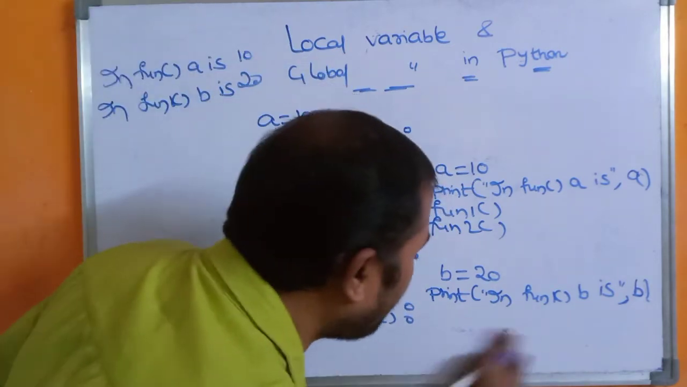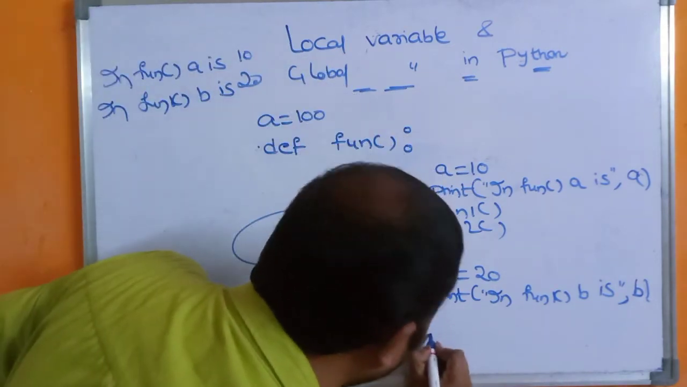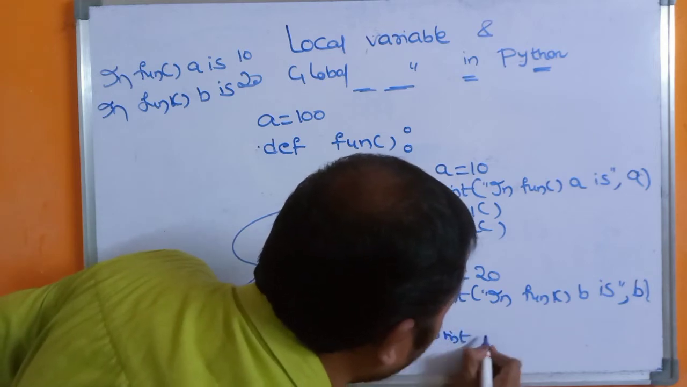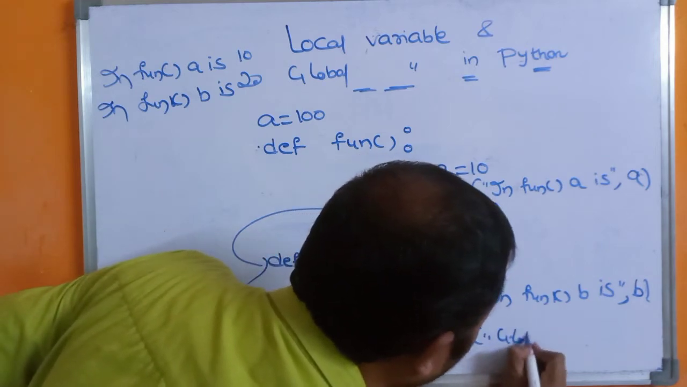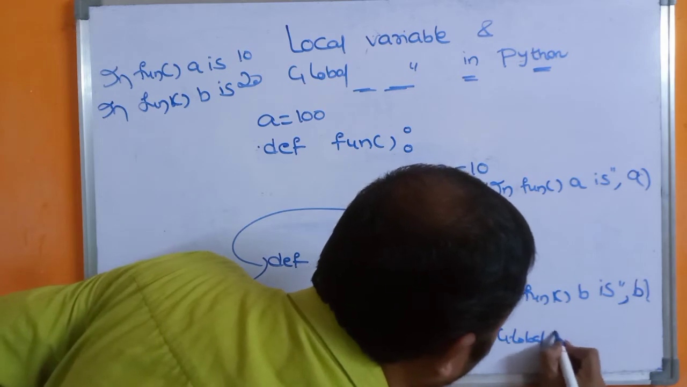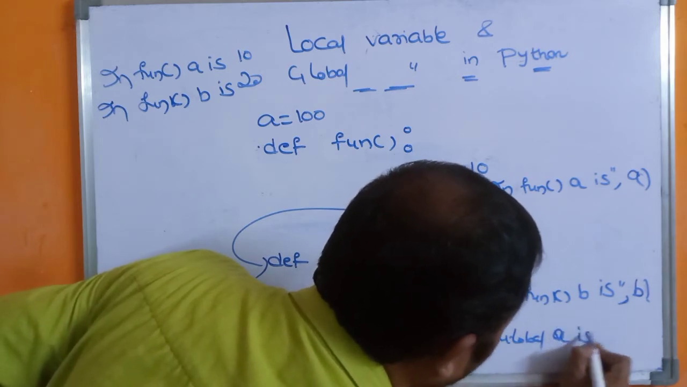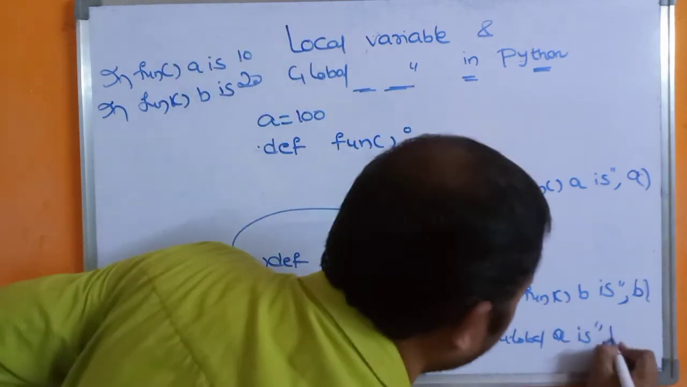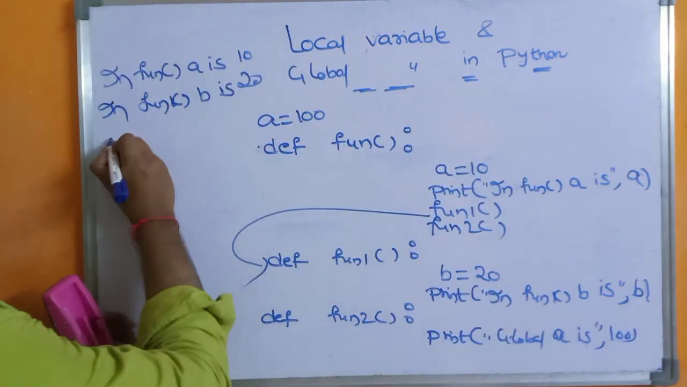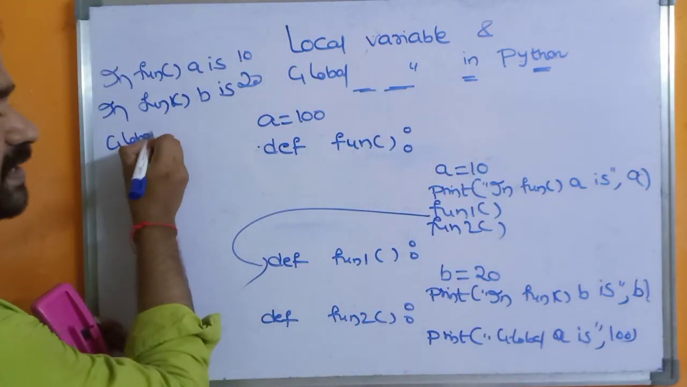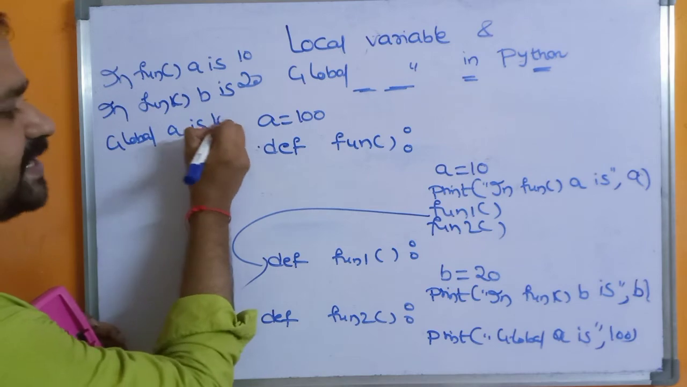Okay, if we want to print, then there is no need, we can directly print. So print global variable, global a is, so what is global a? 100. We will get the output now. So global a is 100, so we will get the output.